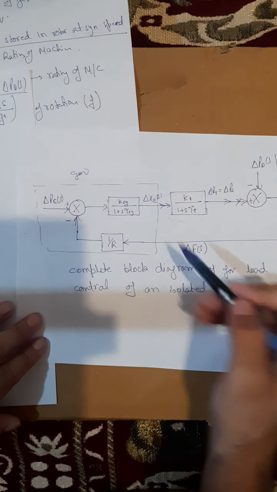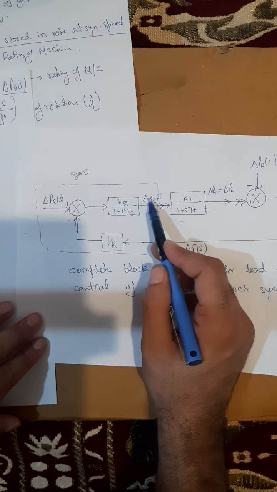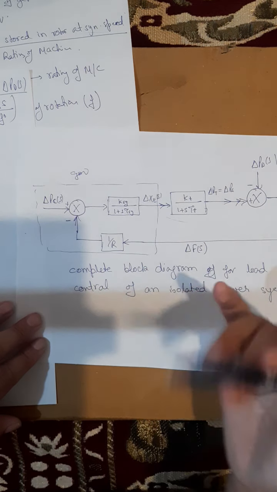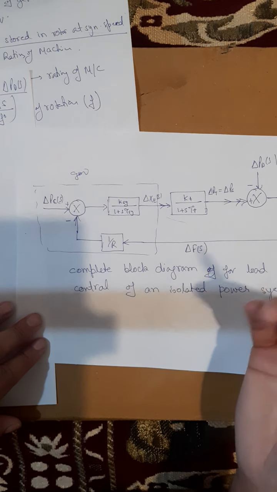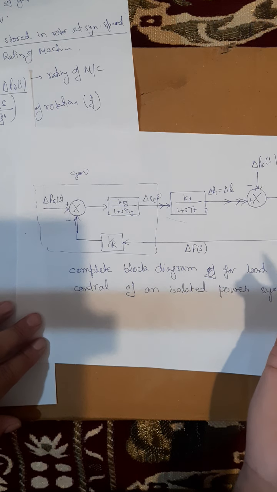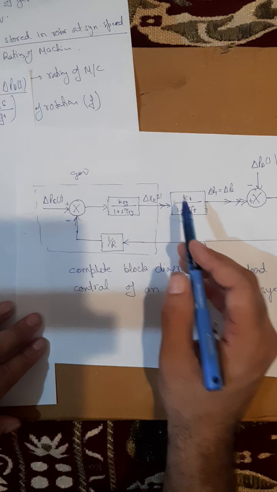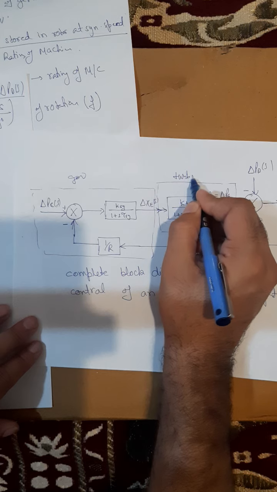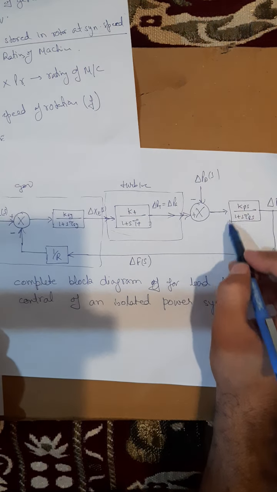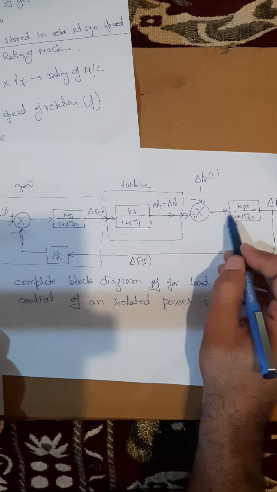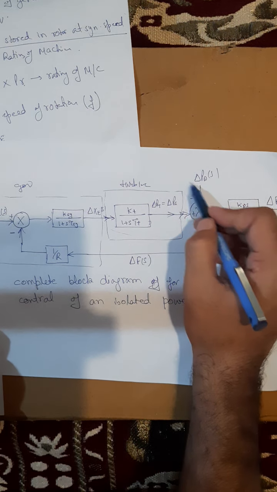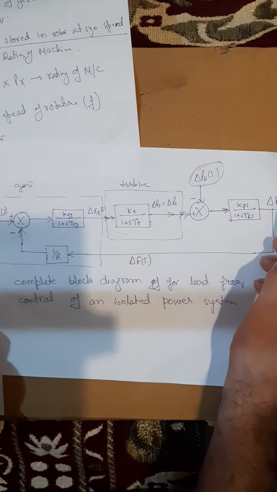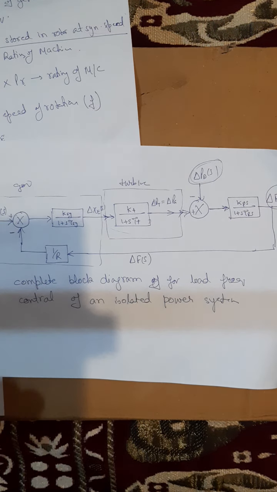Because of the change in speed, the frequency will change. There will be some displacement in the linkage mechanisms, so the steam valve will open or close according to the frequency deviation, whether the frequency is reducing or increasing. Then we have the turbine block, and then the generator block. Input to the generator is delta PT minus delta PD, and this represents the load. So this is the load frequency control of a single area power system.